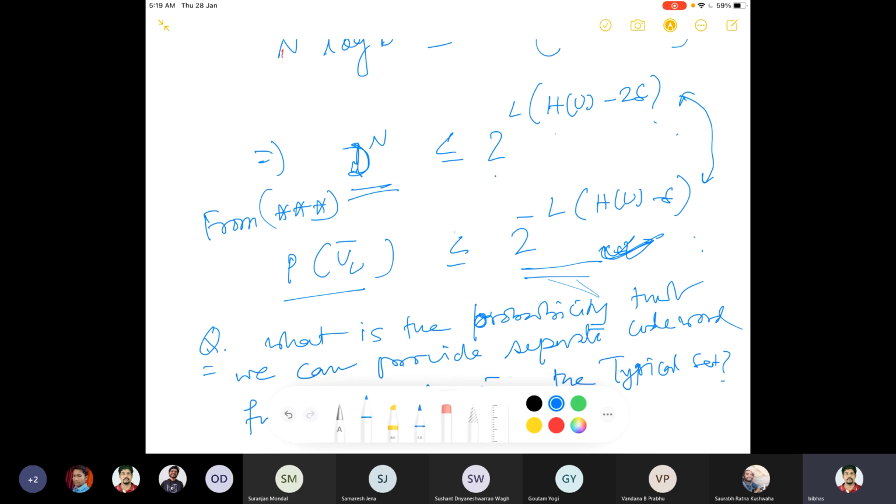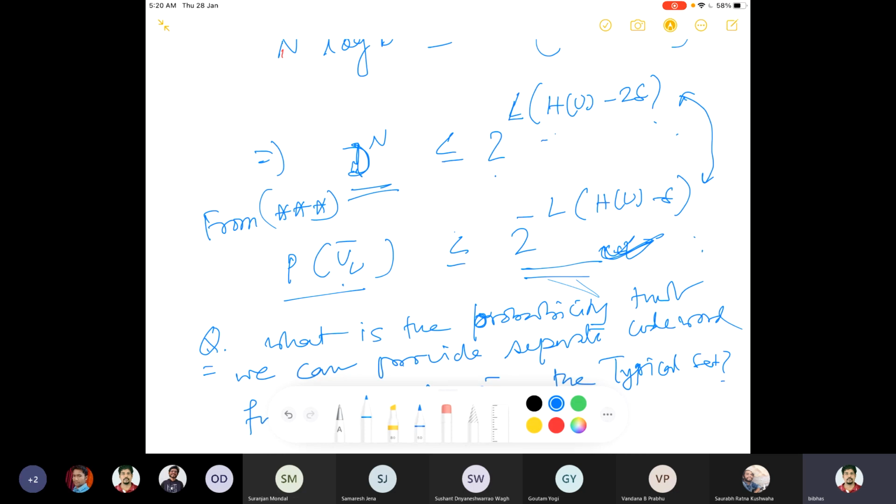Now for each of these code words, these many code words are possible. You can generate this many code words of length n. Now u^L bar is a sequence of source letters which is in the typical set. Now, what are you trying to say? What is the probability that you can give a separate code word for each of these elements in the typical set?